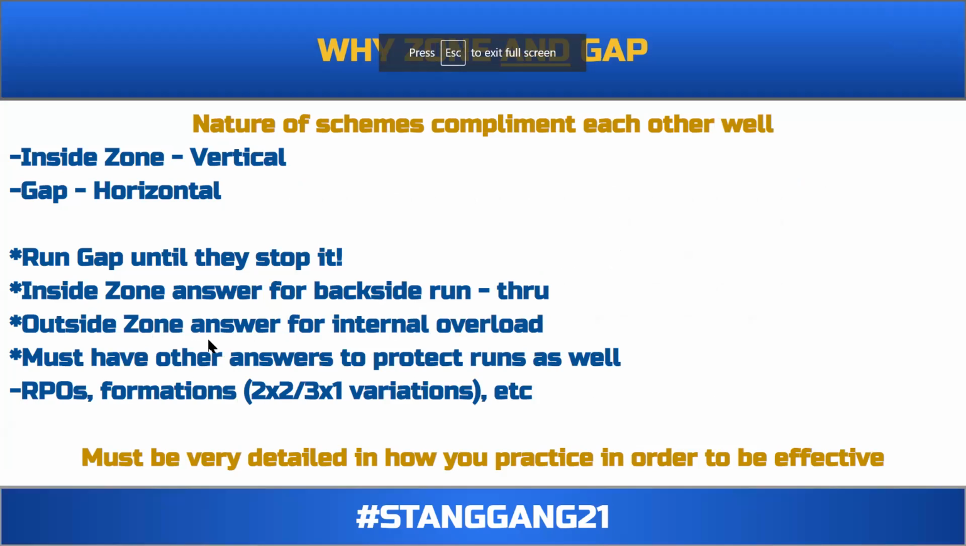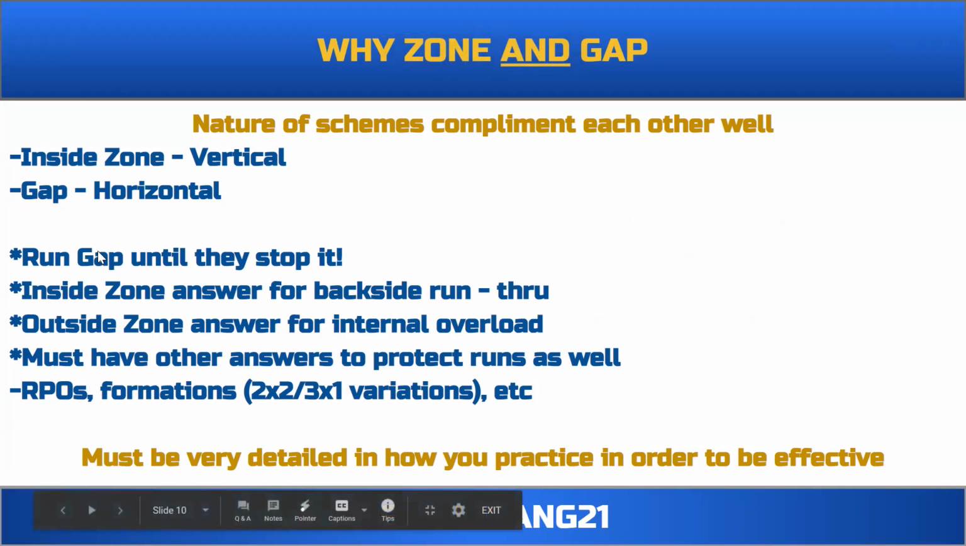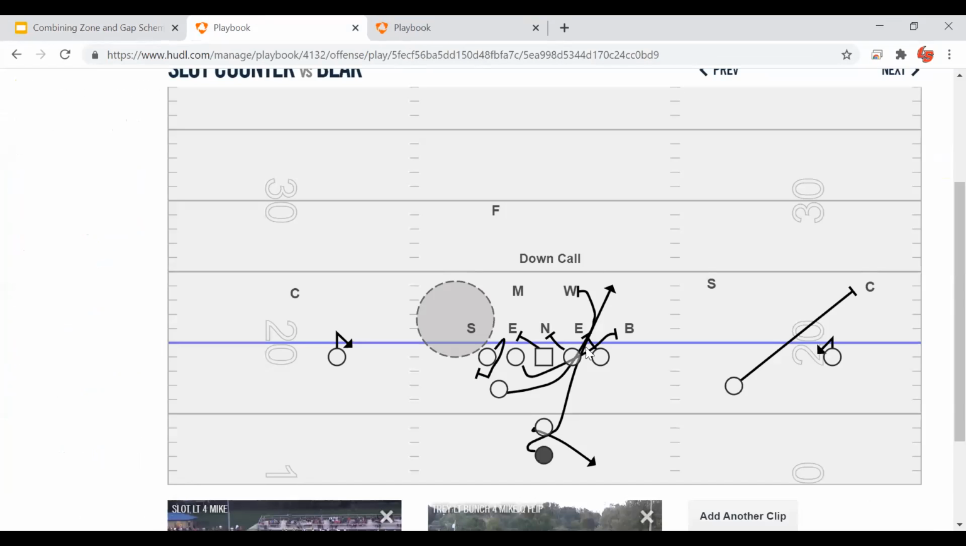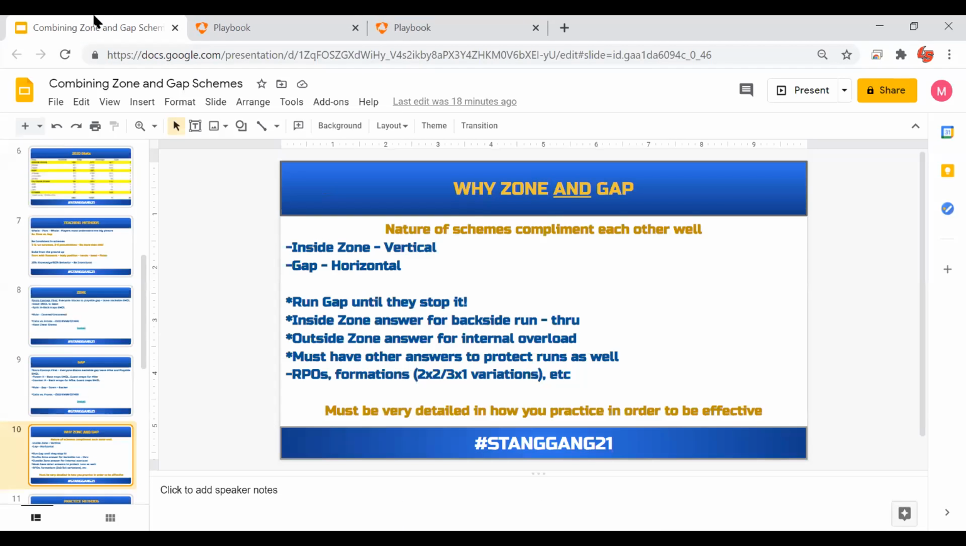So why do we want to run both of these things? The nature of these schemes complement each other very well. Inside zone is a vertical push play, like we said before, and gap is a horizontal push play. We want to rip open holes in the line of scrimmage. We will run gap scheme until they stop it. We think that if you can get down blocks at the hole, a kick out at the point of attack, and then a lead through the hole, that's the best way to go.